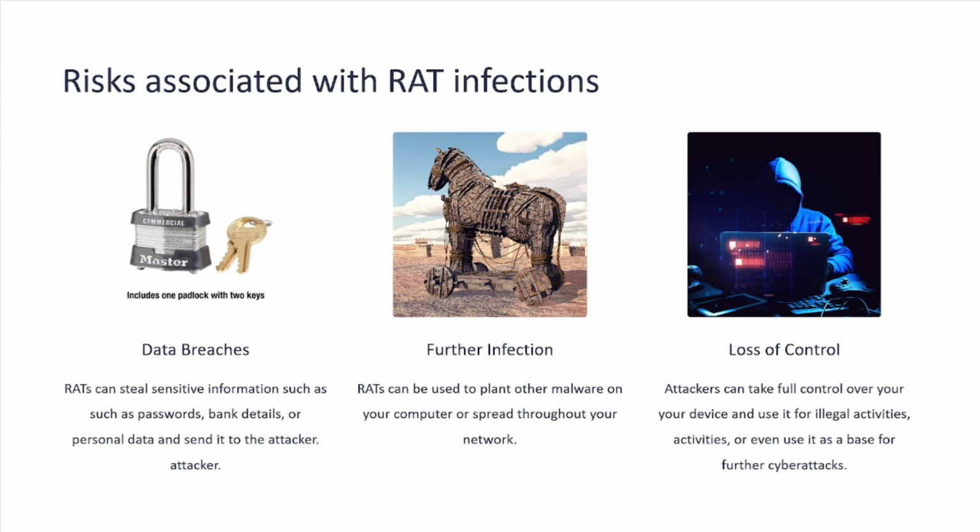Now, what are the risks associated? Your data can be lost, and a data breach can happen easily. Further infection: a RAT can infect other systems. Like we have seen in the malware threat, there are worms which replicate themselves onto other devices connected in the network. The same goes for a RAT. A RAT can also be made a hybrid virus, making it a worm, and you can lose control of the system.